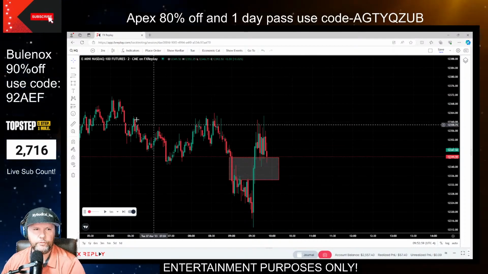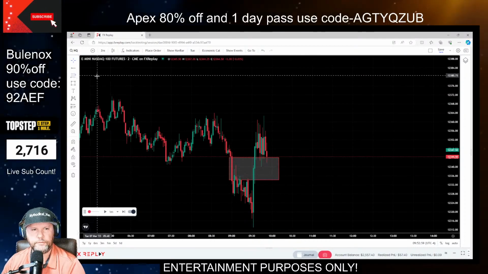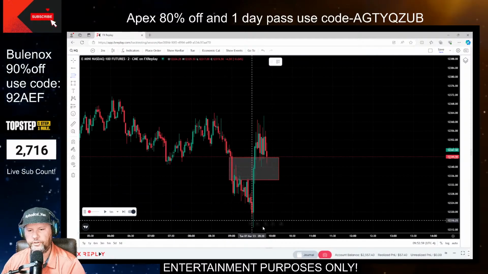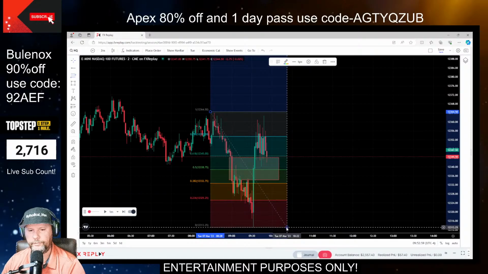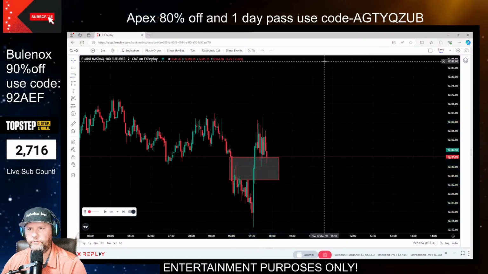Yes, these are fibs, Joe. That's all it is. It's just taking a fib. So fib retracement, measuring the leg. It's just a different look here, but it's a fib. Standard fib tool.